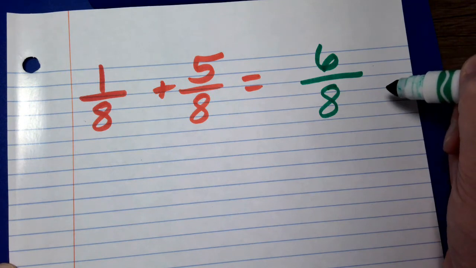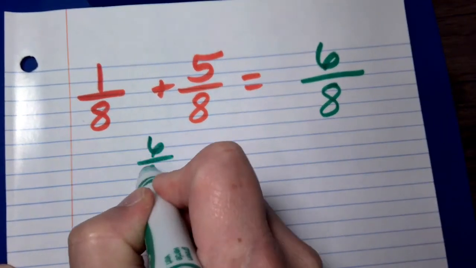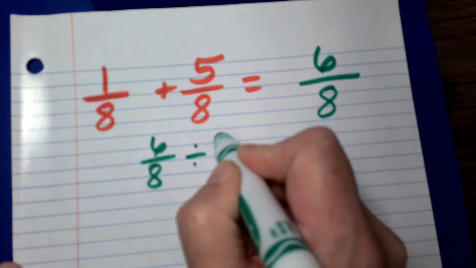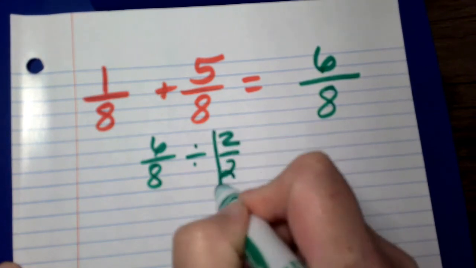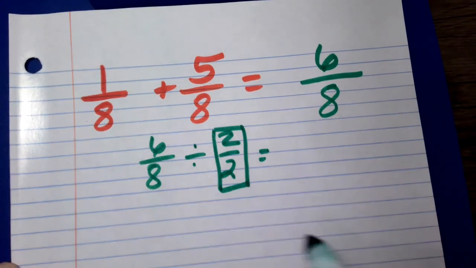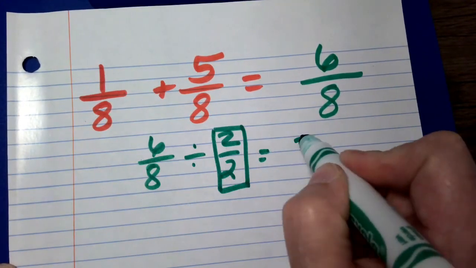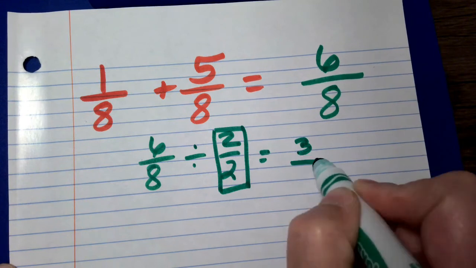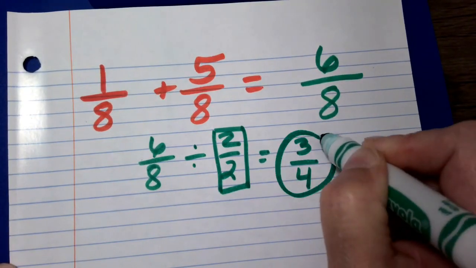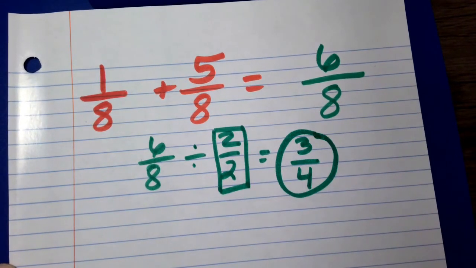What we can do is we can simplify it. So if I take 6/8, I know that 2 can be divided equally into both of those numbers. So I'm going to go ahead and divide by 2 over 2, which is the same thing as dividing by 1. What I'm finding is an equivalent fraction. So 6 divided by 2 is 3, 8 divided by 2 is 4, and I'm going to get the total answer of 3/4. And I'm just going to circle it as my answer.